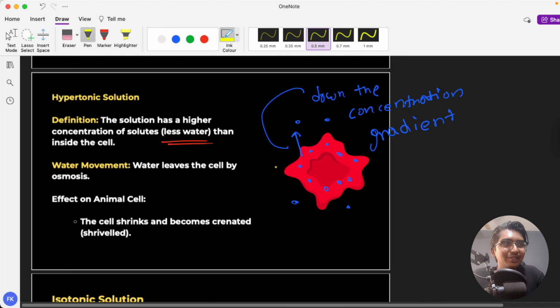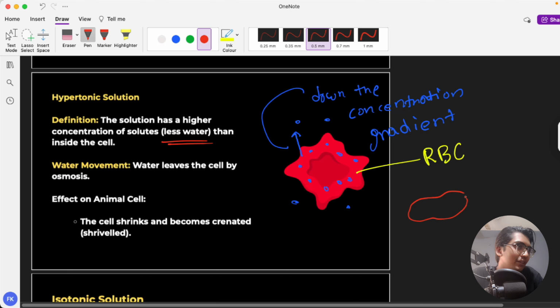So what happened to the cell? Look, this is a red blood cell, commonly known as RBC. RBC isn't like this shrunken stage. This is the final result of what happened. RBC is normally a biconcave shape, or you can see it in this position. So it used to be this shape, but when water started to go outside of the cell, it shrinks to this condition. So let's look at the text. Water leaves the cell by osmosis.